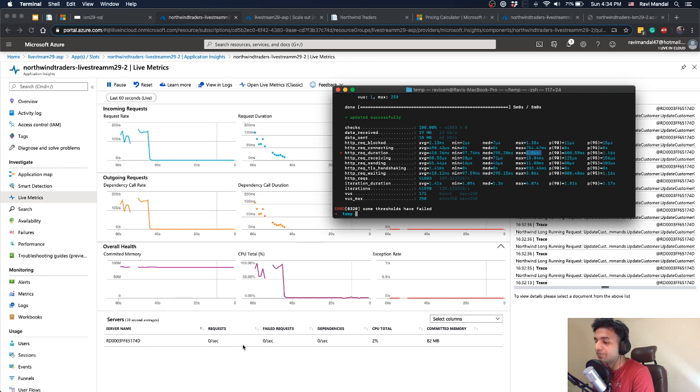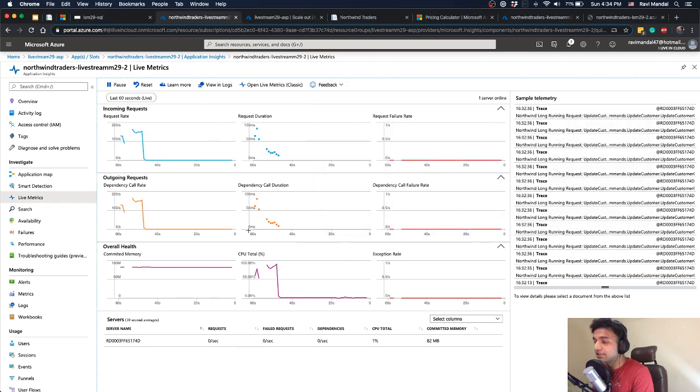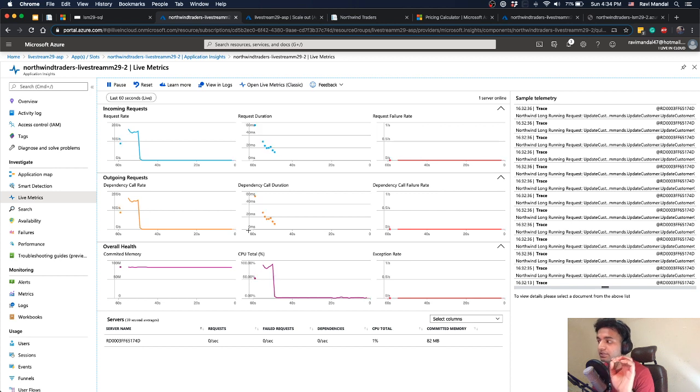It will take some time to kick in the scaling, and even after kicking in the scaling, it will take some time to create the instance and make it ready so that your application can be hosted. So it usually takes like 10 minutes to get everything done. You should also consider that in your application use case.